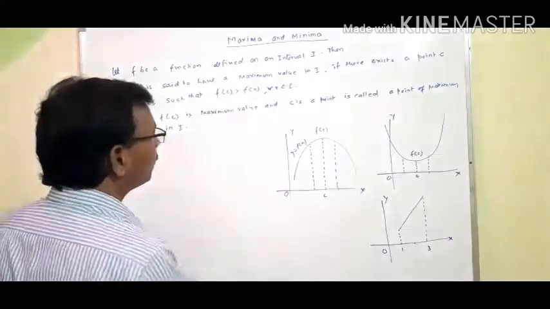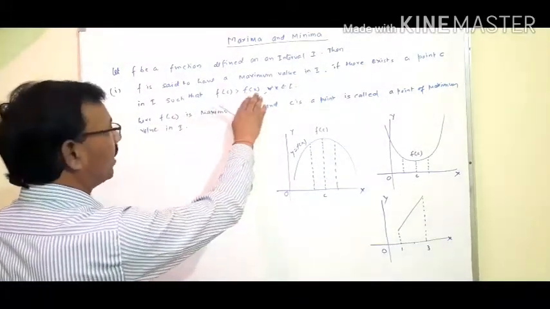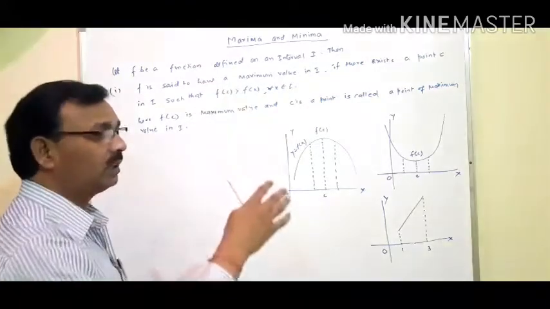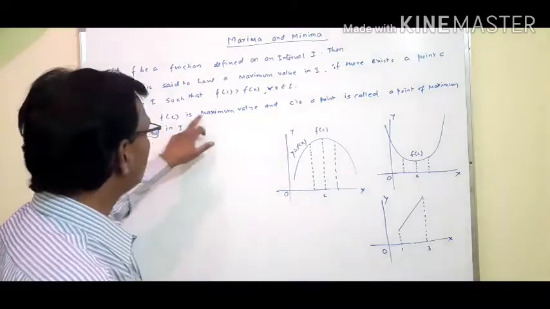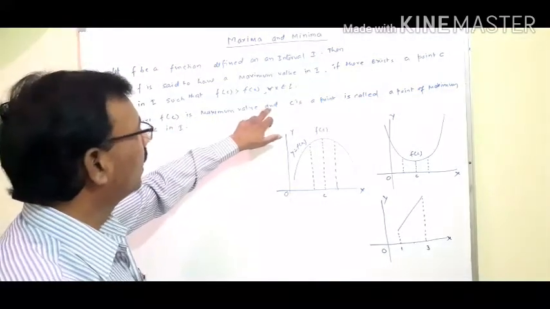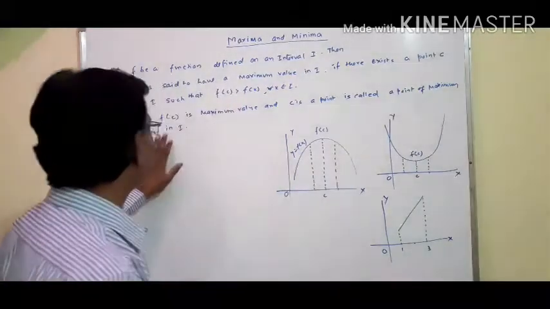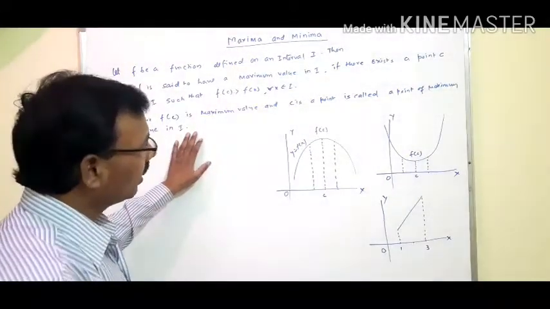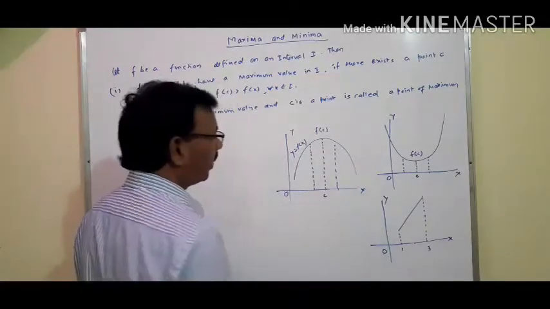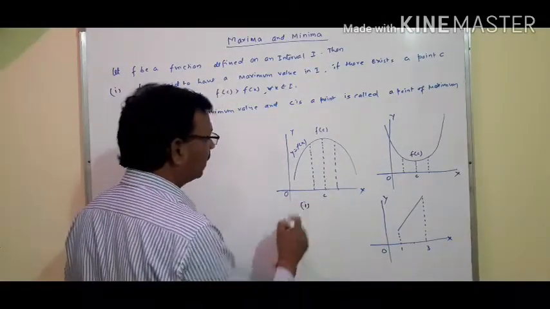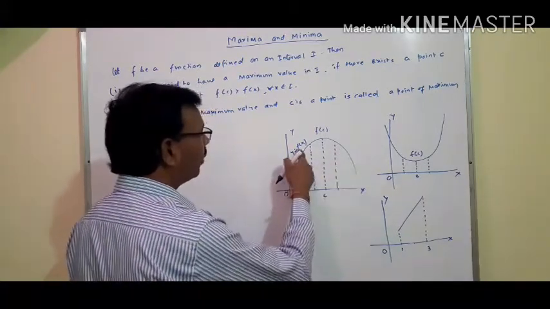As you see here, f of C is greater than f of x, and C is a point lying in the given interval. Here f of C is the maximum value, and C is called the point of maximum value in the given interval. Now we check the first graph. This is graph 1, the graph of y equal to f of x.